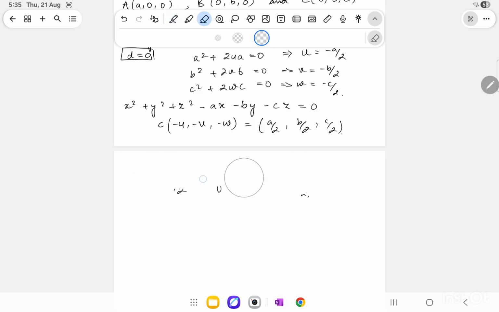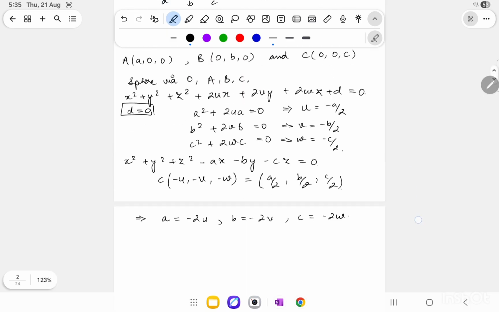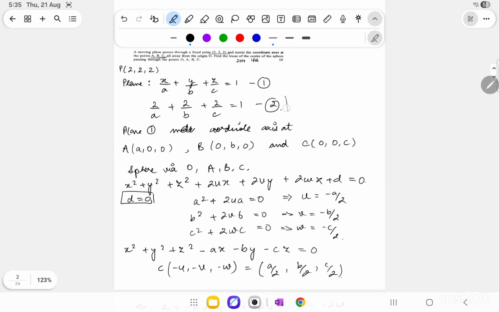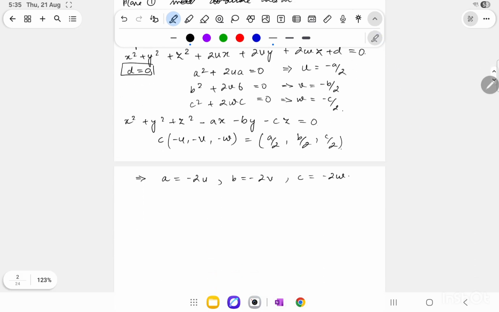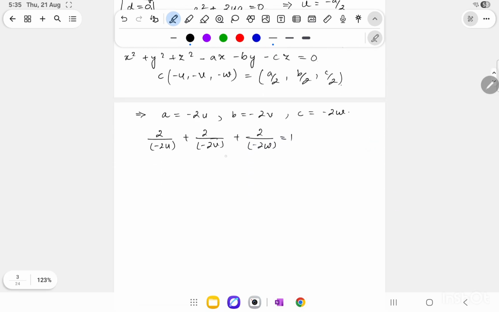No, I guess there is no need to do this. I can just find out the values of a, b and c. So if I compare, I get my a as -2u, my b as -2v and my c as -2w. And if you remember, we have already found an equation in a, b and c. So I'll just substitute my values of a, b and c in that equation. So I'll get 2 upon -2u plus 2 upon -2v plus 2 upon -2w equals 1, where -u, -v and -w are basically the center of the sphere.